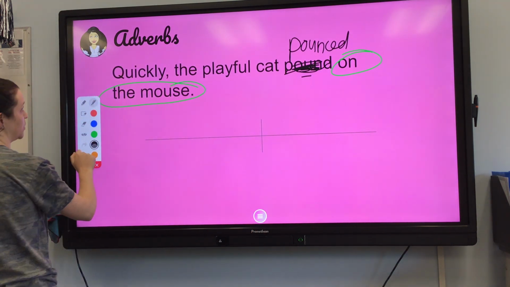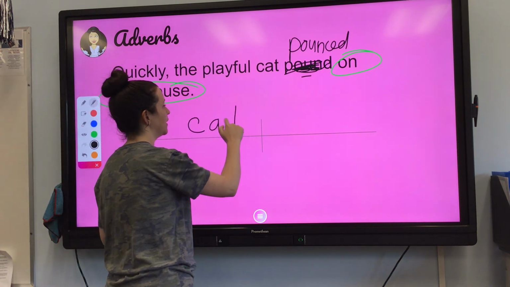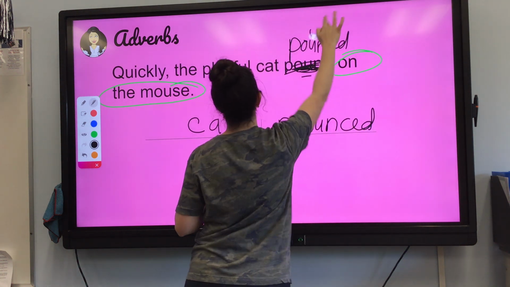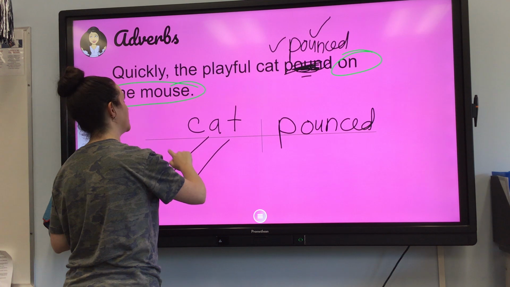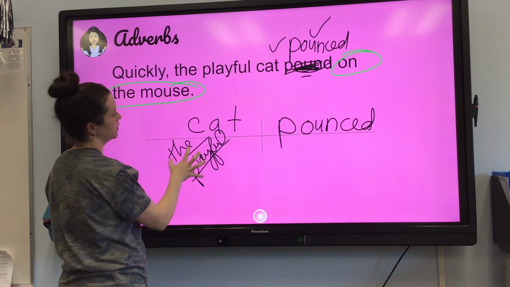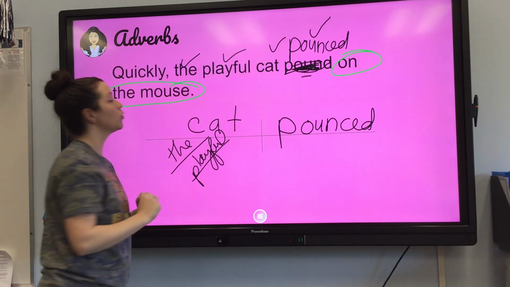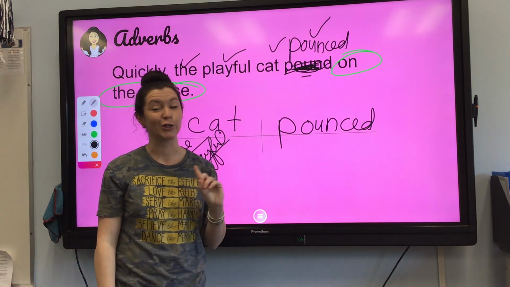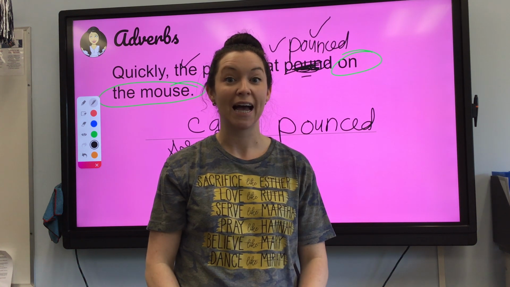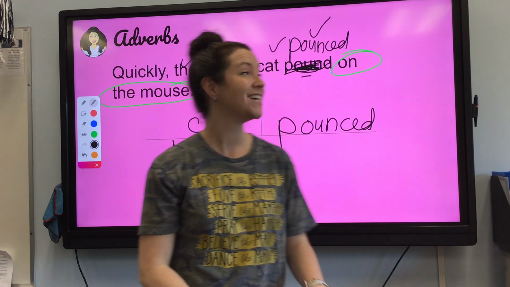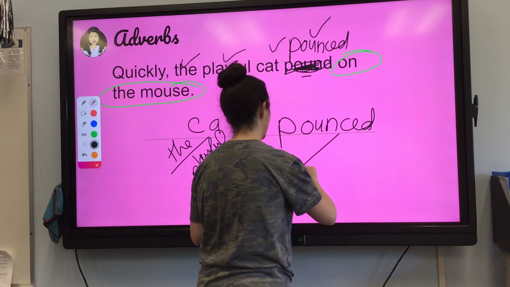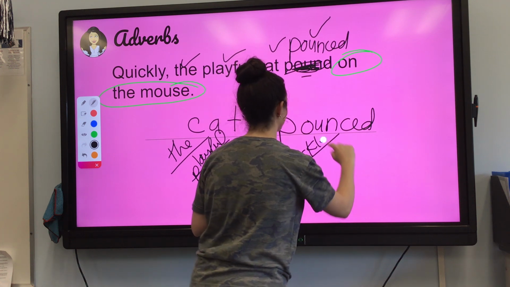All right, let's think. Simple subject is cat. What did the cat do? It pounced. That is a past tense verb, which means it's already been done. So pounced and cat. And which kind of cat? It's the cat. It's a playful cat. Both of these words are describing cat. Now, quickly. Quickly is a sentence starter. It's actually an ly sentence opener. And quickly is describing how the cat pounced, right? So quickly, although it's all the way over here, it goes underneath pounced because it's describing how it pounced. So there you go.